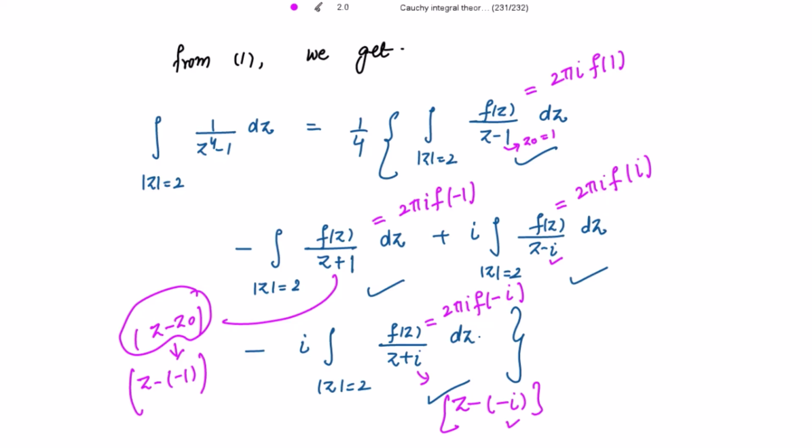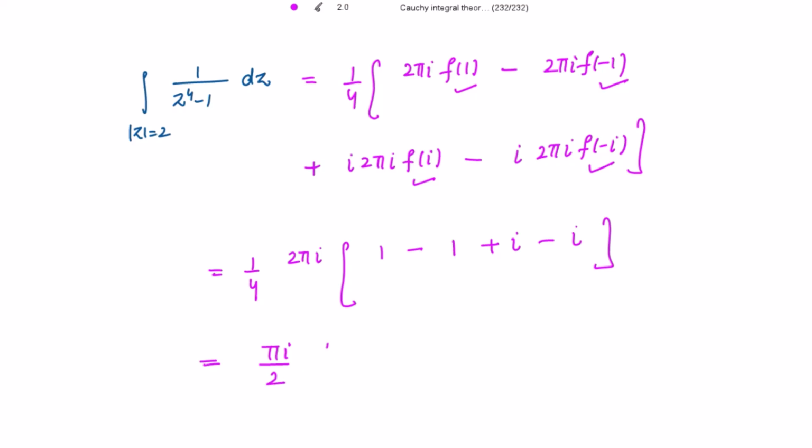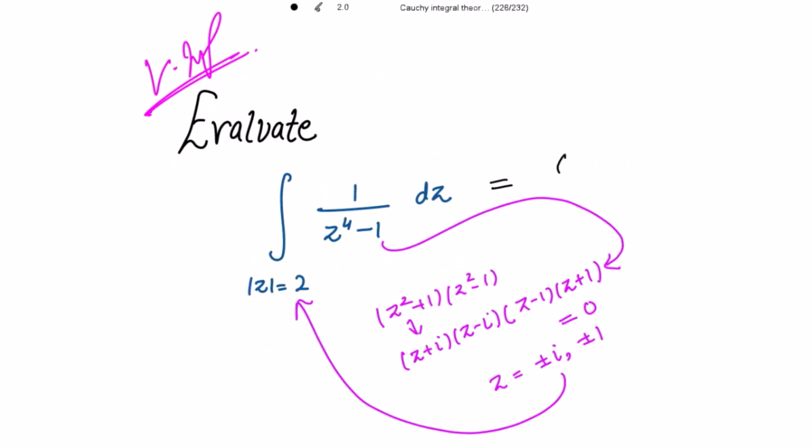So let's put all these values. So this is equal to 1 divided by 4. We can take 2 pi iota outside of this bracket. And the value of f of 1, f of negative 1, f of iota and f of negative iota is 1 from here. So this is 1 minus 1 plus iota minus iota. So this is pi iota divided by 2 and all these cancelled out. We are getting 0 over here. So we have evaluated the value for this integral to be equal to 0. So the answer for this integral is 0.